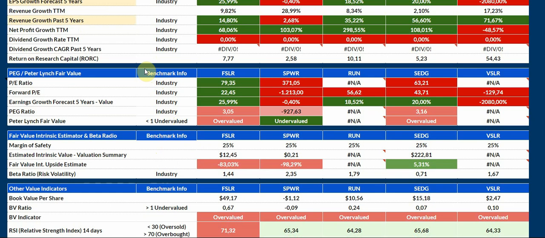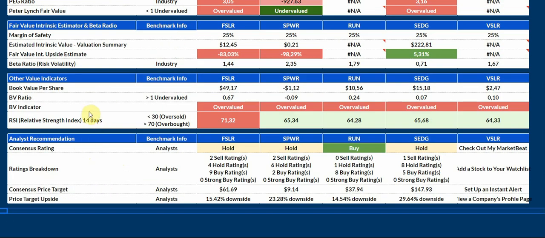I use a mixture of different valuations like the PEG ratio, my own estimated intrinsic value calculation, which is based on different assessments, the book value per share, the relative strength index below here, but also in the end a little bit on what the analyst recommendations are. Those are not the most important to me, but they give some indication as to whether the company is over or undervalued.